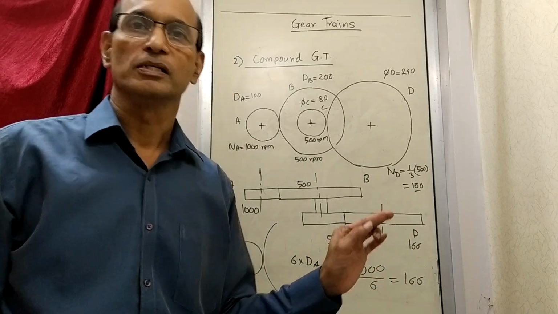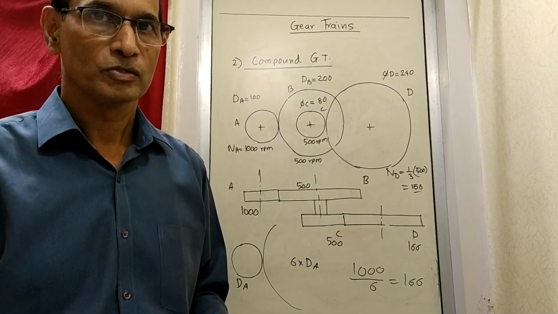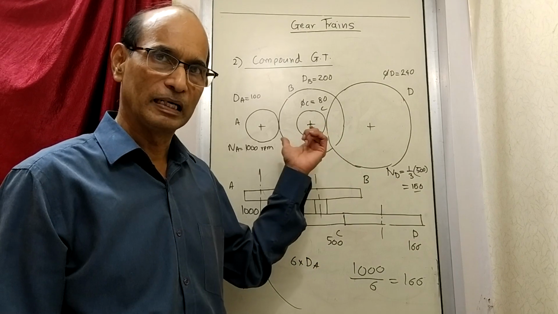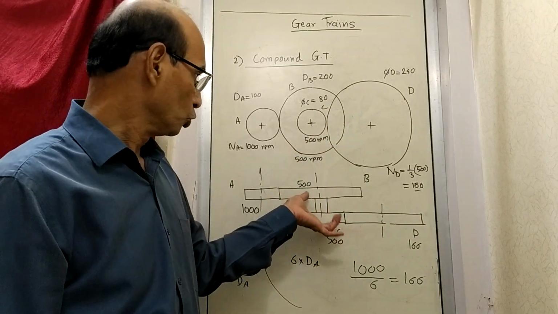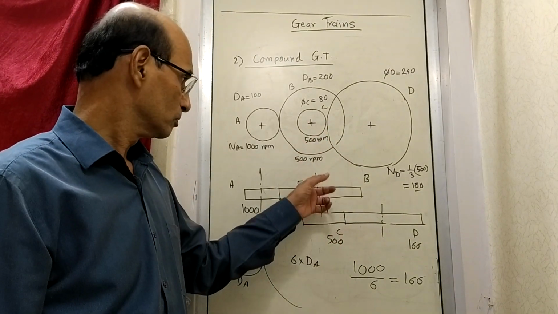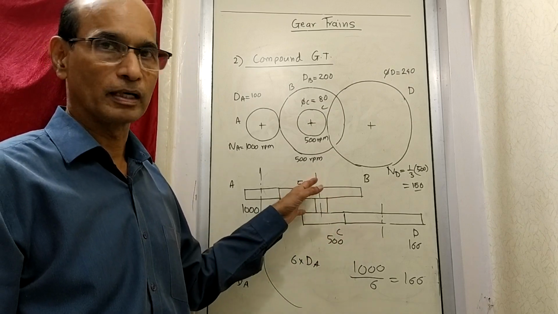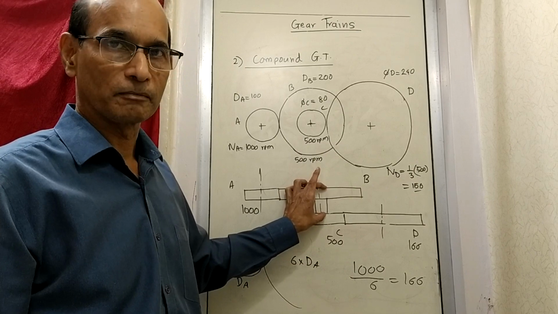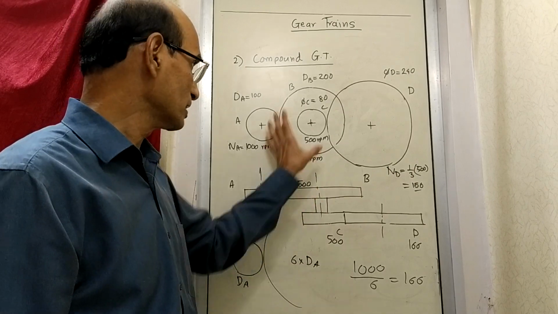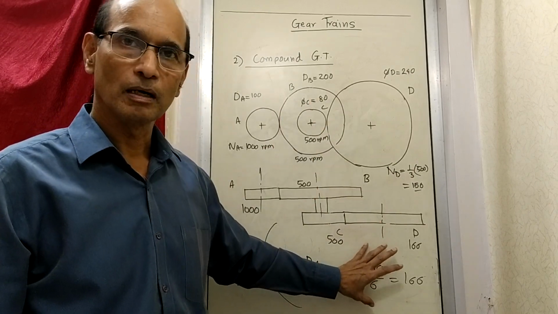This is called the compound gear train. The meaning of compound gear train is that 2 or more gears are connected to each other, having the same axis. They are combined together. This gear is also called the compound gear. So this arrangement that you see here is called a compound gear train.